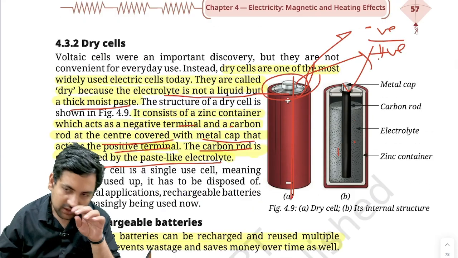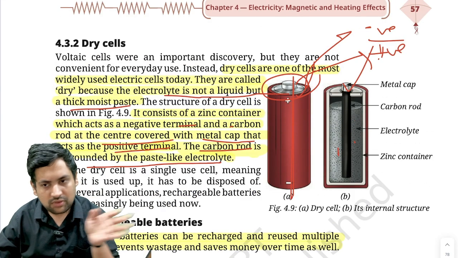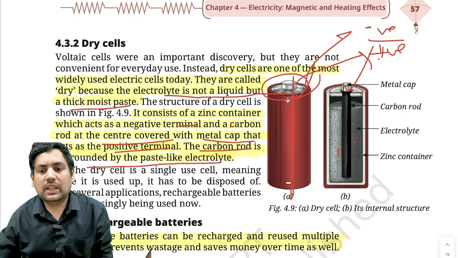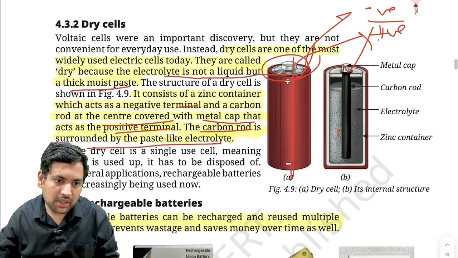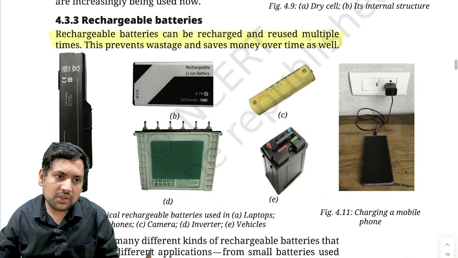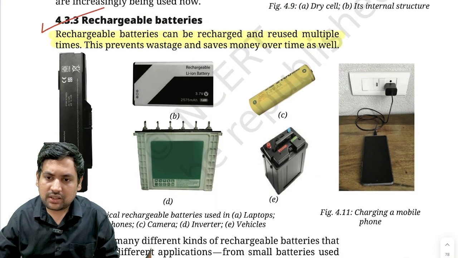So the flow is very fixed. And once all the electron movement that had to be done is done, then the battery is useless. Correct. But there is also something that we know as rechargeable batteries. Now, what are these?